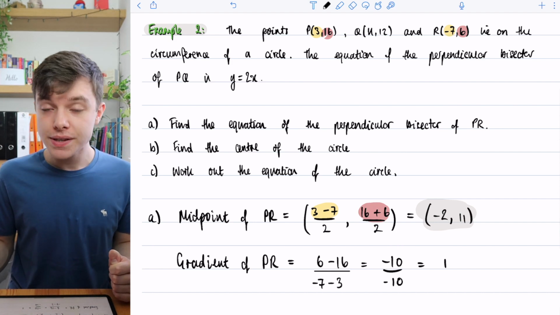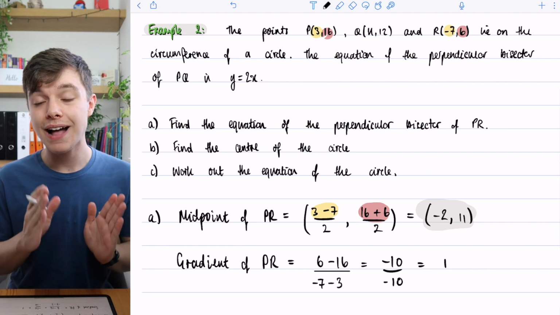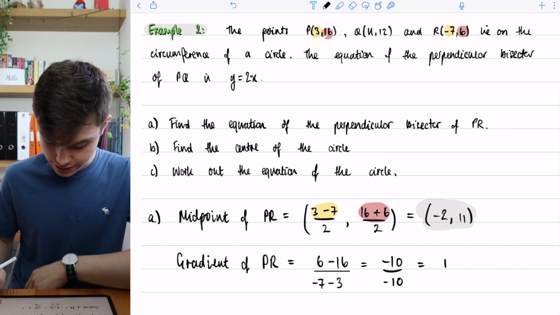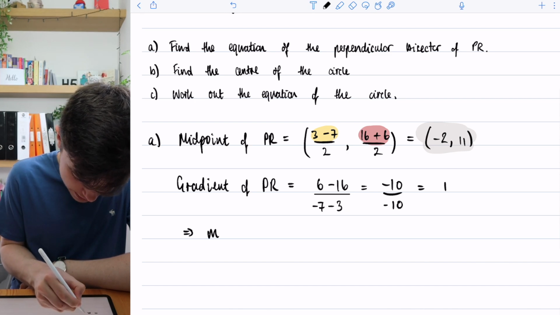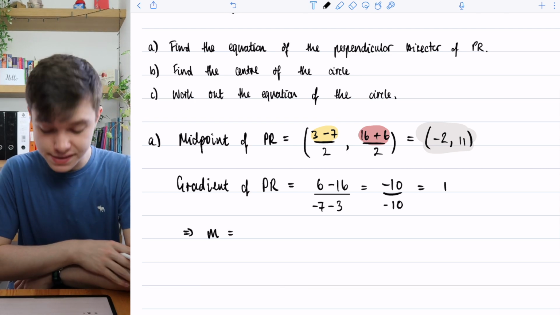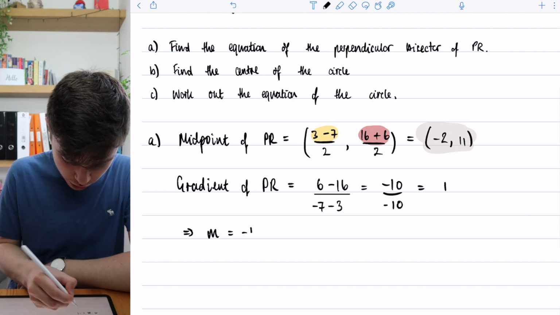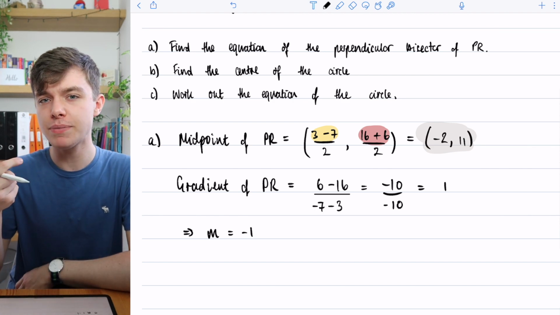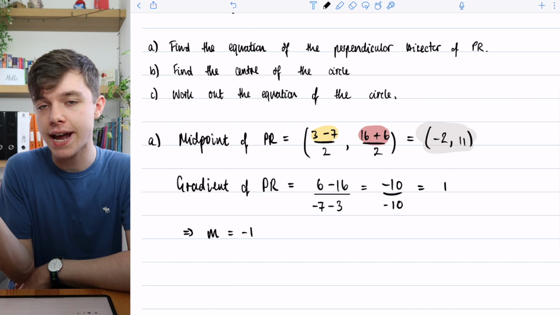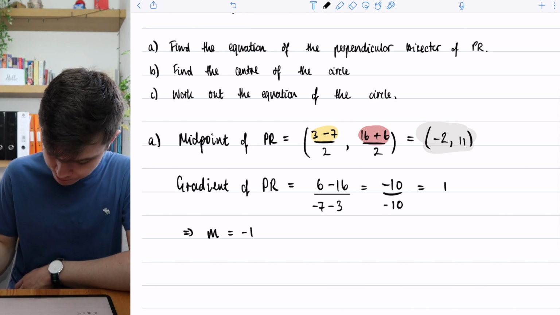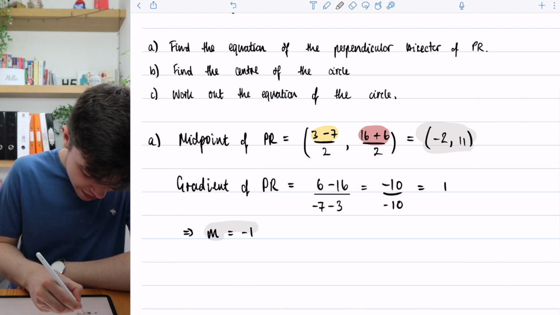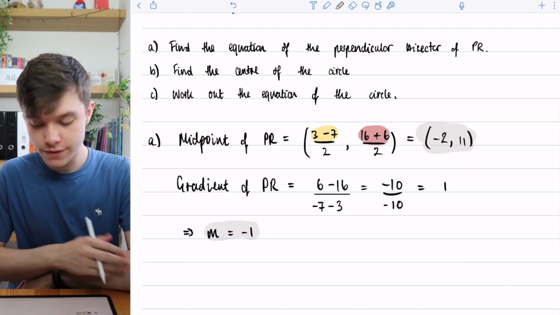Then we will take the negative reciprocal to work out the equation of the bisector. The negative reciprocal tells me m, which we'll call the gradient of the bisector, is the negative reciprocal of 1. Flip the fraction, it's just 1, so it stays as 1, and then do the opposite sign. So we're going to do negative here. We're also going to need that for the equation of the bisector.